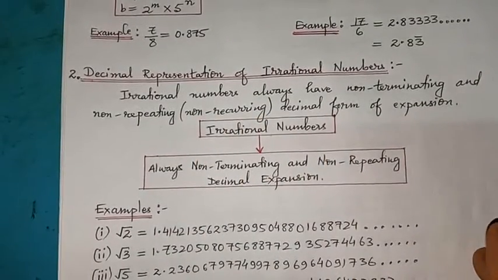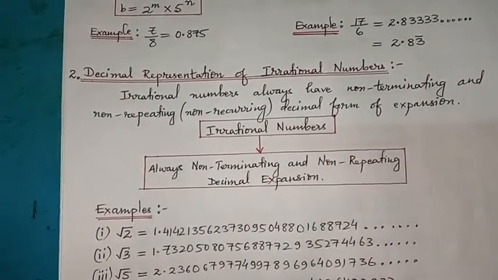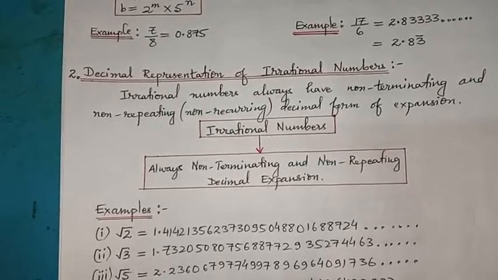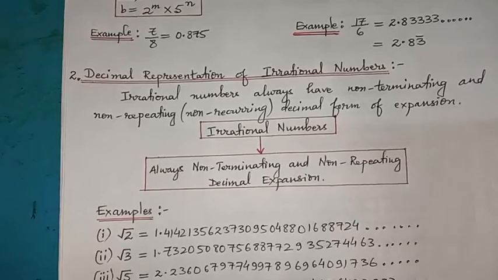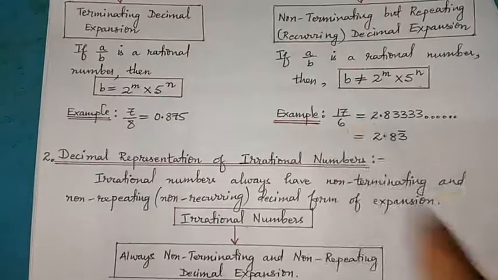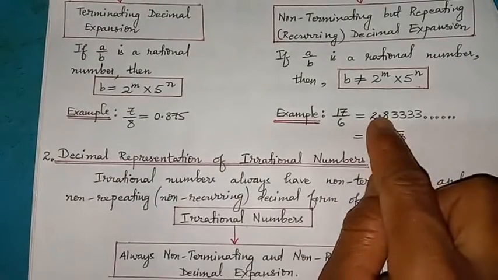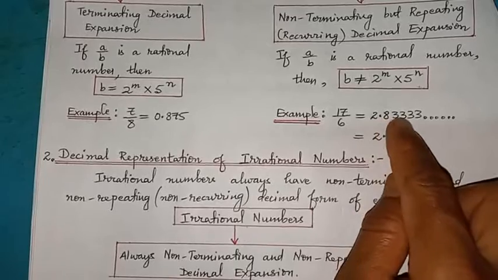That means for any irrational number, the decimal form will never terminate, will never end. There will be dot dot dot after the decimal. You write some digits, but since it will not end, there will be dots representing continuity, and also it will not repeat. See, in the rational number 17 by 6, after 2.8, 3 is repeating.